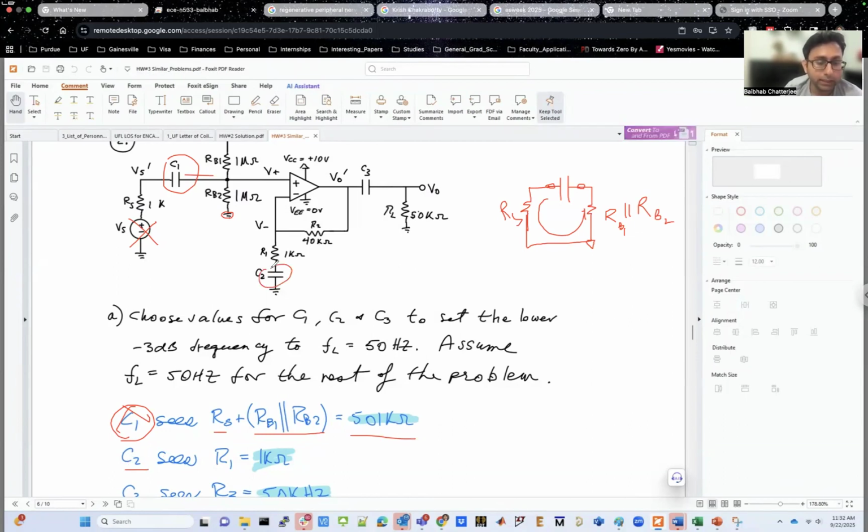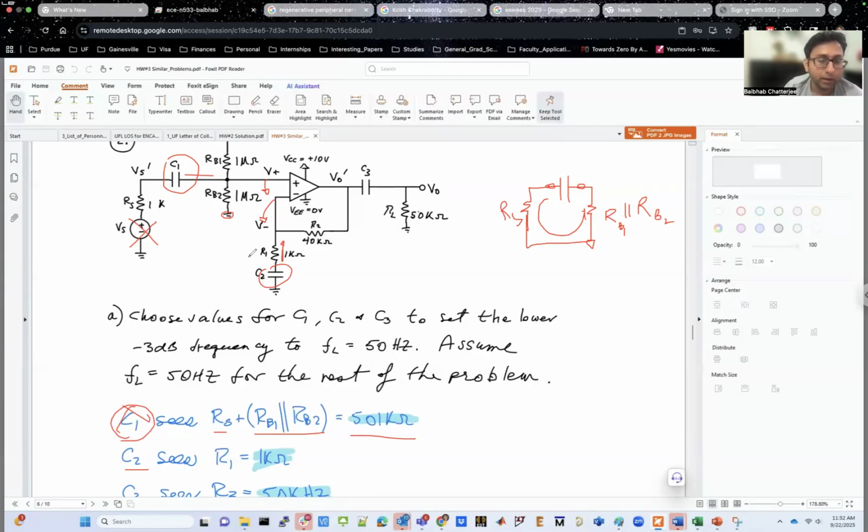C2 will only see this R1. Why would it only see R1? Because this point is virtual ground. If this is virtual ground, the negative terminal is also forced to virtual ground. Again, remember that this is not actual ground, but in terms of AC analysis, you're forcing this point to virtual ground. If that is virtual ground, C2 will only see R1.